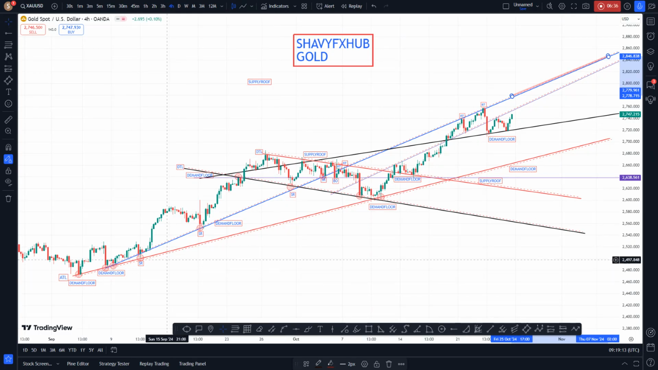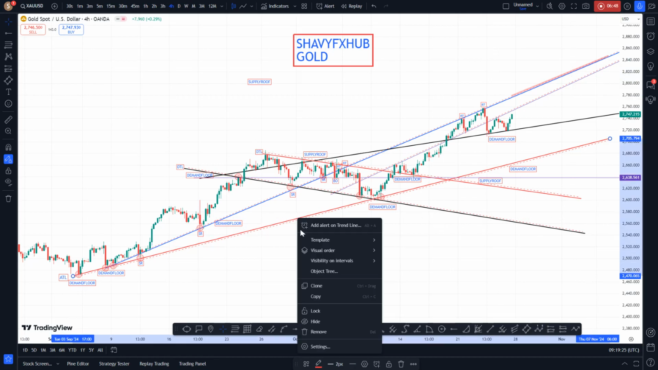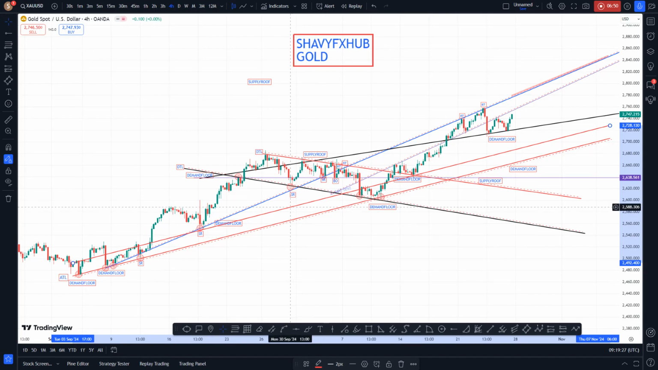So we have demonstrated a psychological ascending trend line acting as a support structure. There is no invalidation on this ascending trend line. If we are to clone this descending trend line, because we need a roof, now we have a floor. You cannot have a price without a roof and a floor. Every time you are charting, you need a demand floor and you need a supply roof.